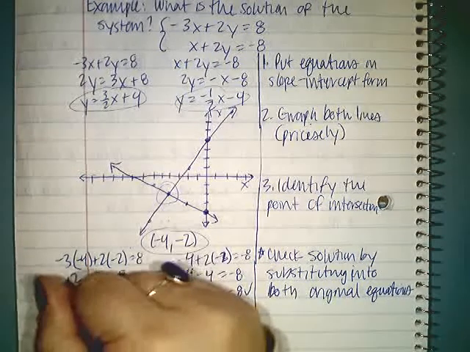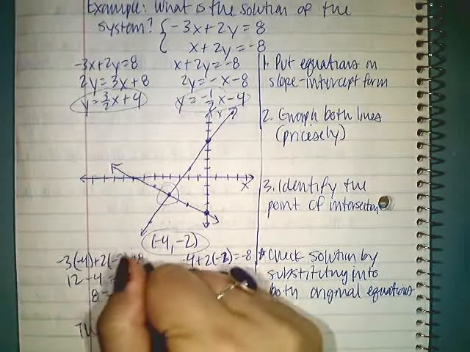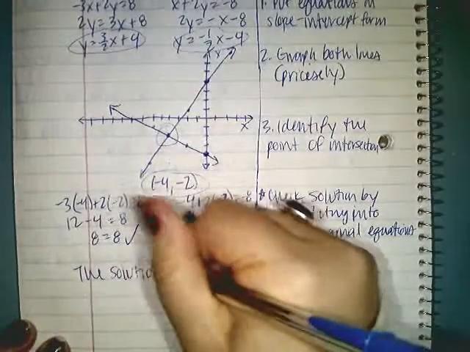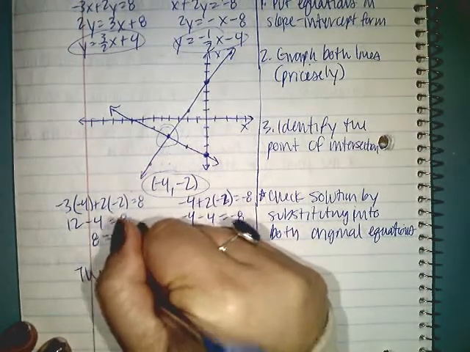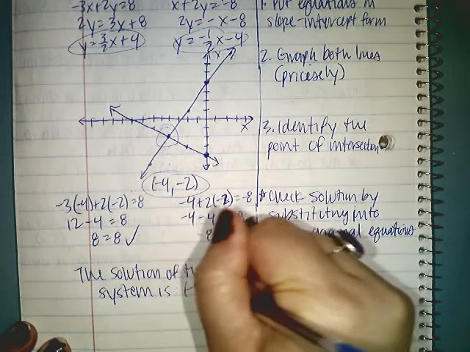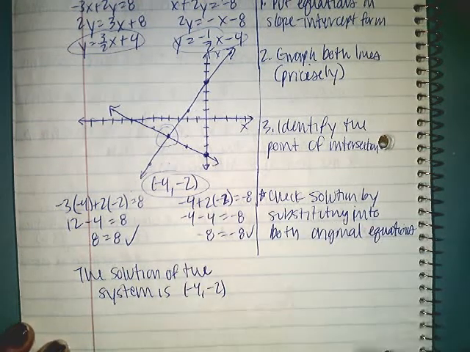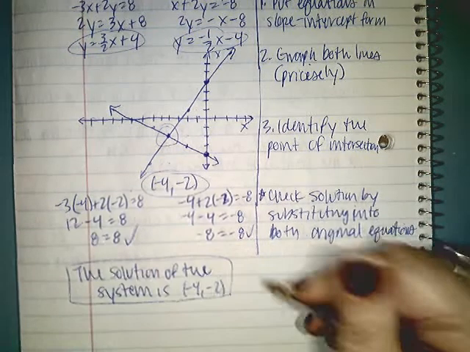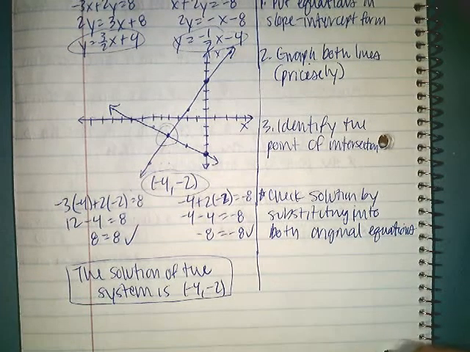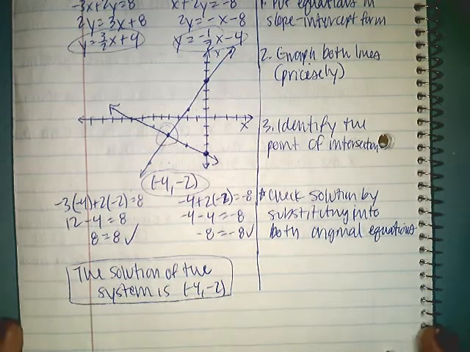So the solution of the system is (-4, -2). So that is our answer for this problem, and that's all we have to do for that example. All right, there's a couple more definitions I want to talk about with you guys that I mentioned in the language objective, so I'm going to flip the page to talk about some of those.